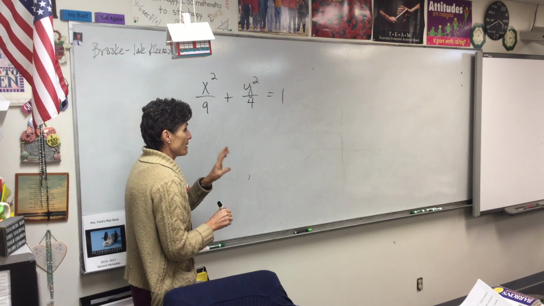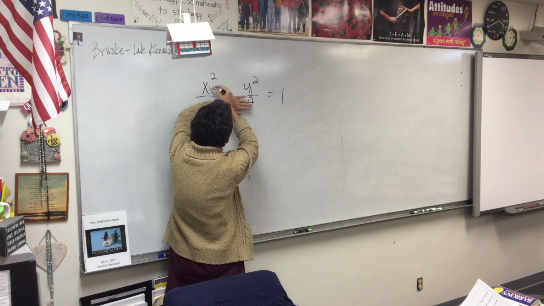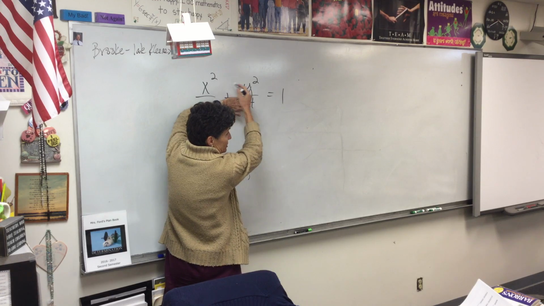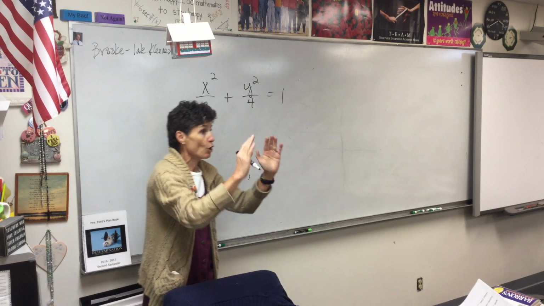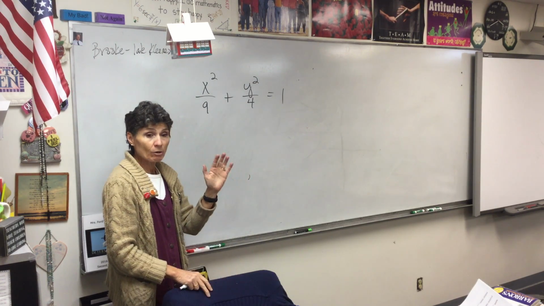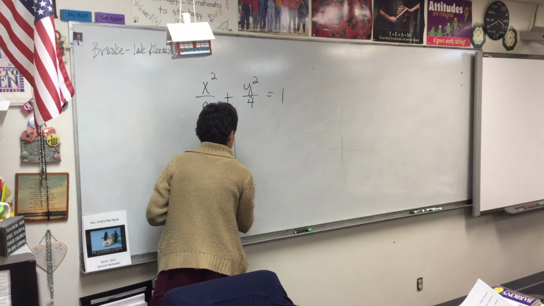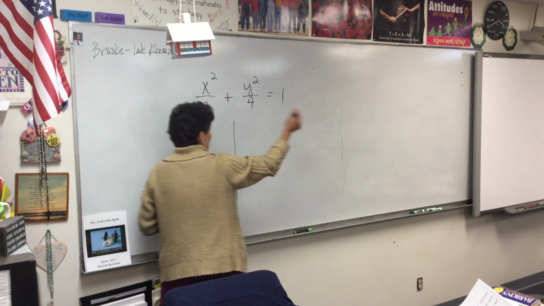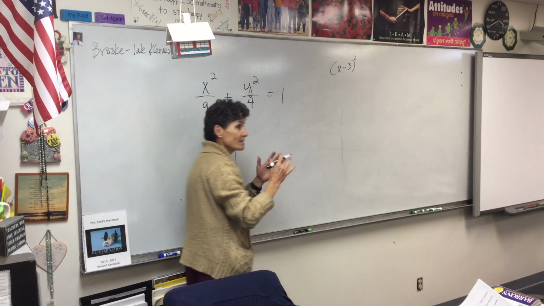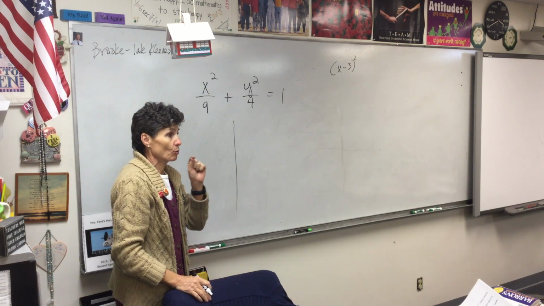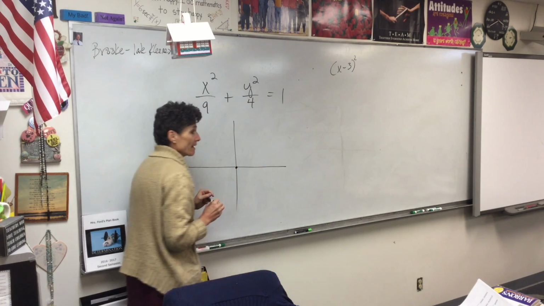If this had been a circle, so if we didn't have this stuff on here, where would the center of that circle be? Now notice there hasn't been anything added or subtracted. There's no parentheses. So where would the center be? At the origin. If there is nothing added or subtracted, if you have just an x squared, it's at the origin, okay?